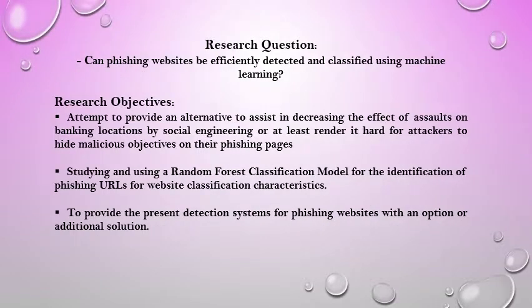The research question. Can phishing websites be efficiently detected and classified using machine learning? My objectives. Attempt to provide an alternative to assist in decreasing the effect of assaults on banking locations by social engineering, or at least render it hard for attackers to hide malicious objectives on their phishing pages. Studying and using a random forest classification model for the identification of the phishing URL for website classification characteristics, and to provide the present detection system for phishing websites with an option or an additional solution.